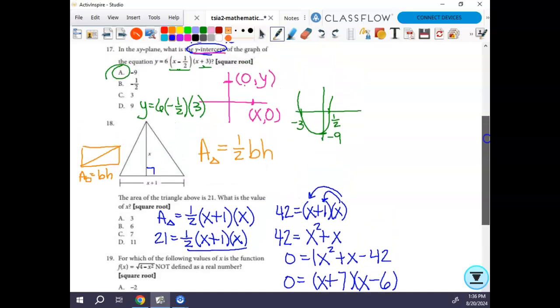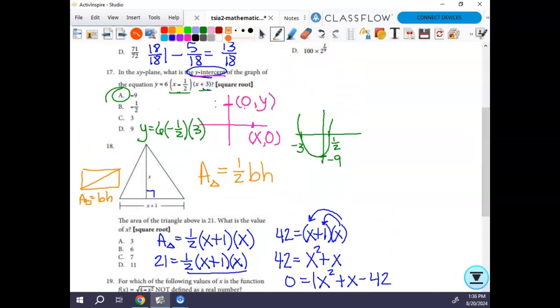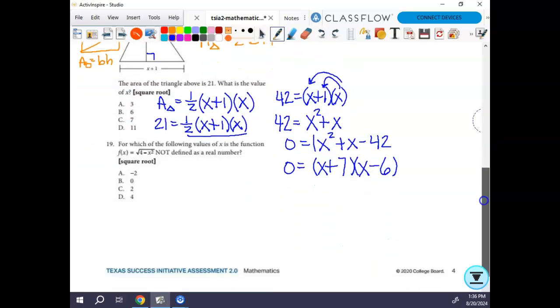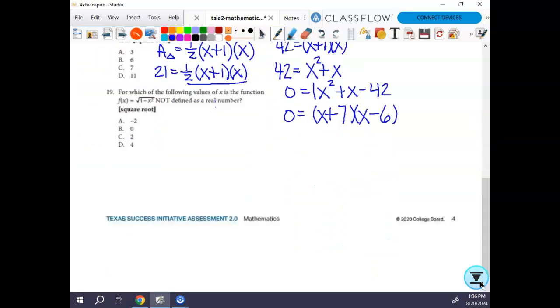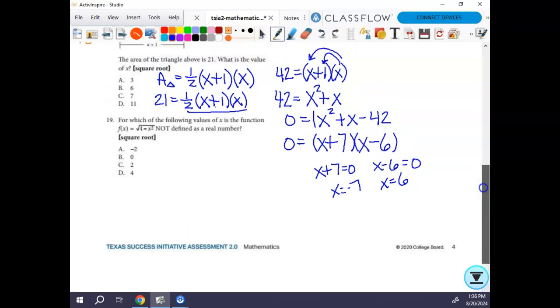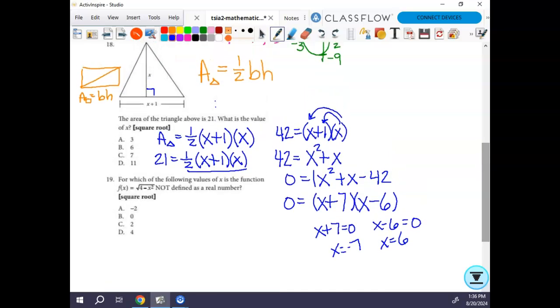And so this is kind of where we were here. And if I set that equal to 0, that's how I get the 1/2 and the negative 3. So here then, and again, I'm just not going to skip any steps, I would take x plus 7 and set it equal to 0, x minus 6 and set it equal to 0. So I get x equals negative 7 and x equals 6. Now, negative 7 is not even an option, but if it was, this cannot be my answer because this is a triangle and this is a length, and I'm not going to have a negative length. You with me on that? So 6 is the only one that would make sense there.